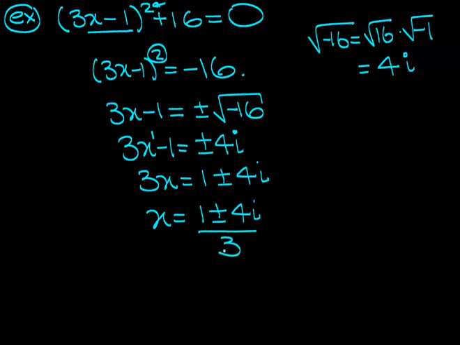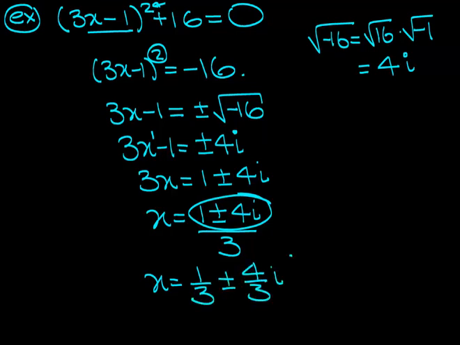Now this might look like a good answer, but remember what we learned when we did complex numbers. Complex numbers are always written with the real and the imaginary part separate. Right now this is one chunk. So let's break it up. So you get x is equal to 1/3 plus or minus 4/3 i. And there's your answer for that.